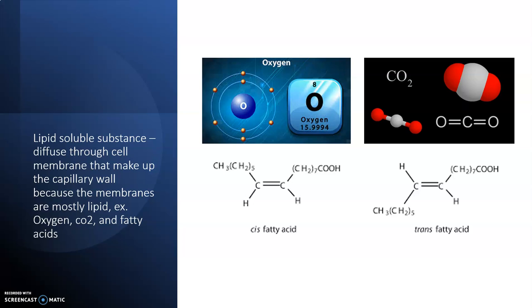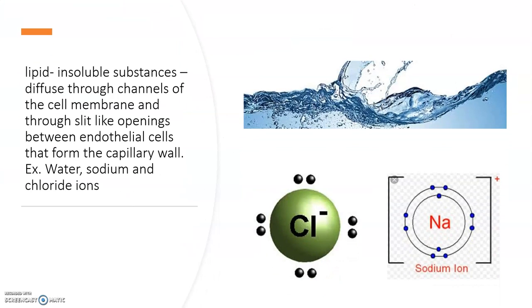Lipid-soluble substances diffuse through the cell membranes that make up the capillary wall because the membranes are mostly lipid. Examples are oxygen, CO2, and fatty acids. Lipid-insoluble substances diffuse through channels of the cell membrane and through slit-like openings between endothelial cells that form the capillary walls. Examples are water, sodium, and chloride ions.